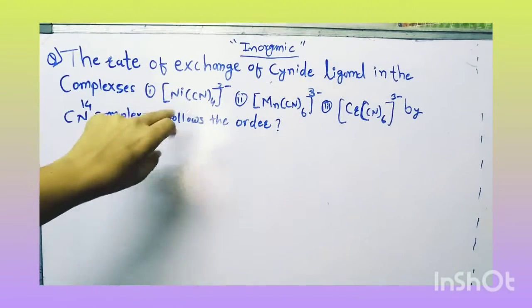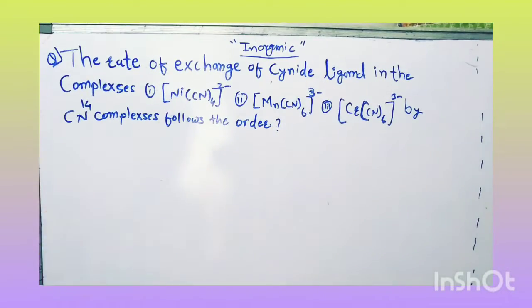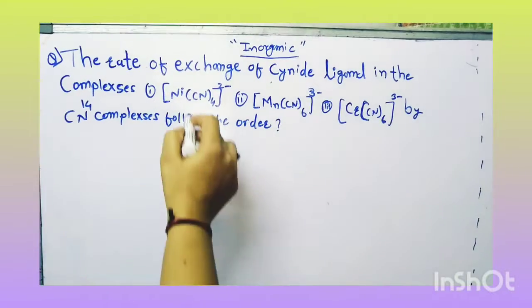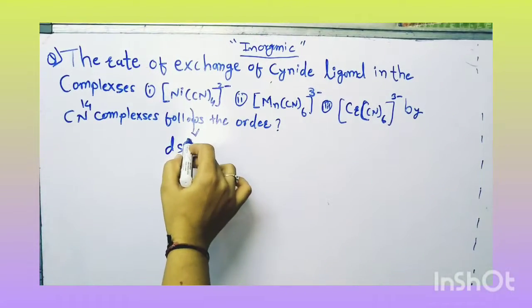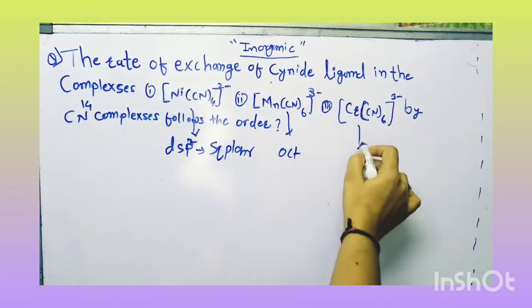So first of all, we are given the square planar complex, that is nickel, and manganese is octahedral, and chromium is also octahedral. As compared to octahedral complexes, this is the square planar complex of nickel, which has the geometry of sp2 hybridization, and the geometry is square planar. And this is octahedral, and chromium is also octahedral.